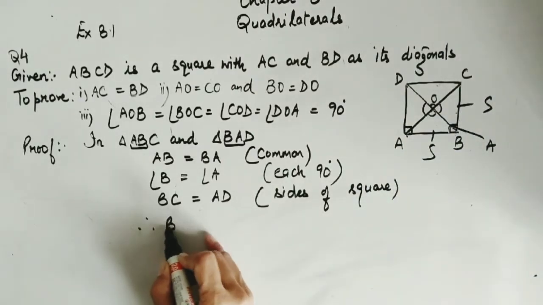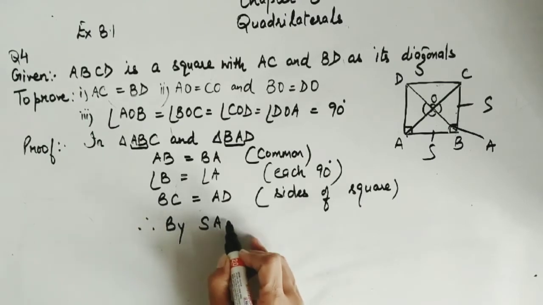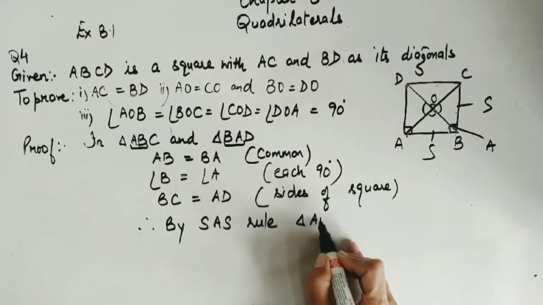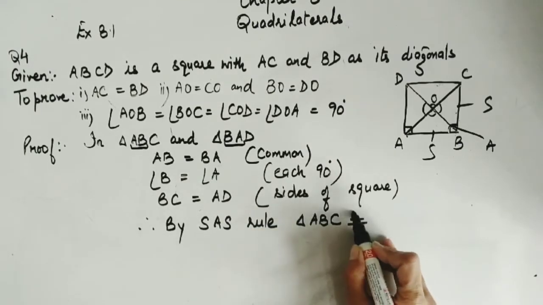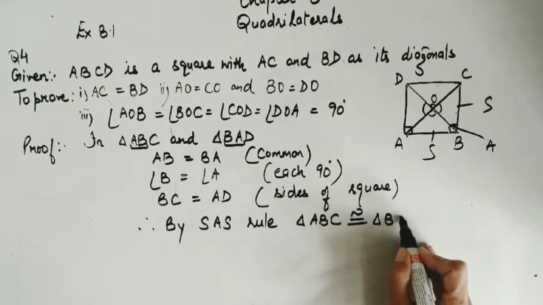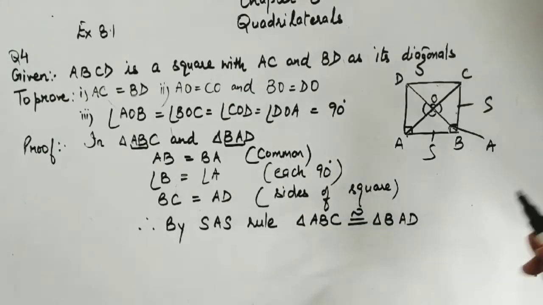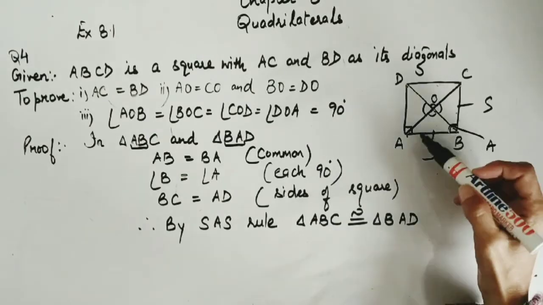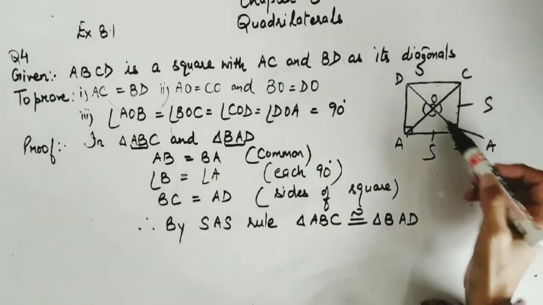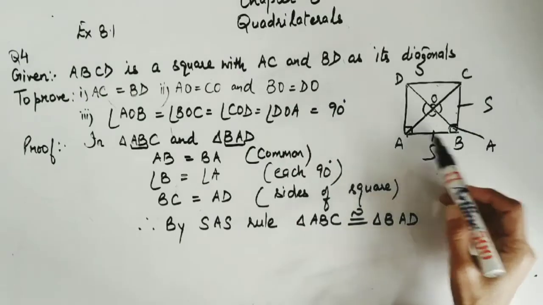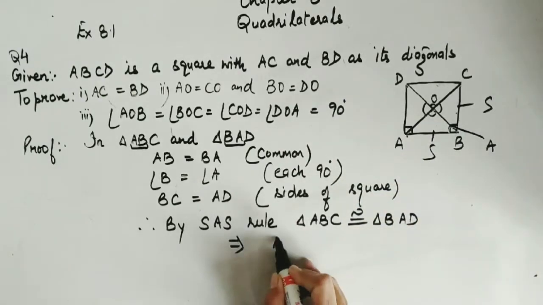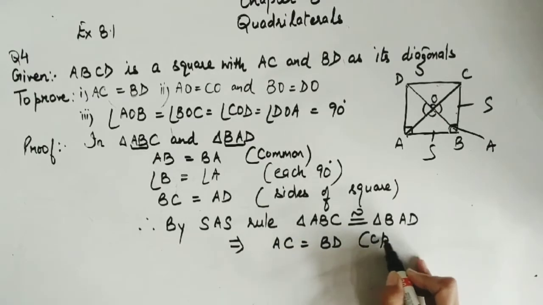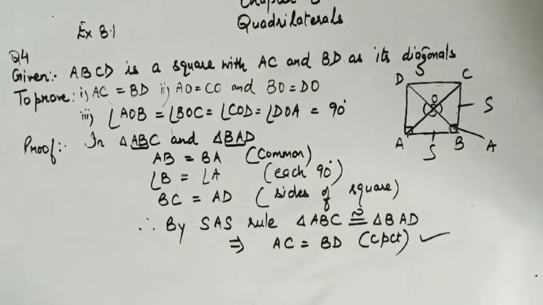Therefore, by SAS rule, triangle ABC is congruent to triangle BAD. So once you have proved part number 1 by CPCT, once you have proved that these triangles are congruent, by CPCT we can say AC is equal to BD. So your first part is done.